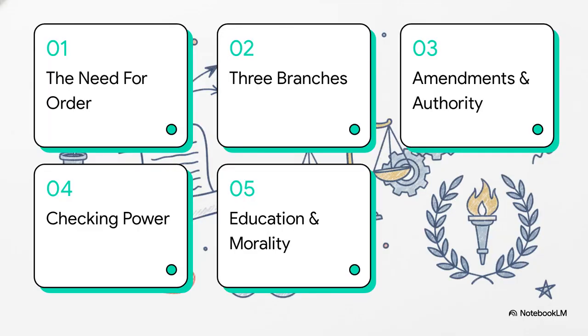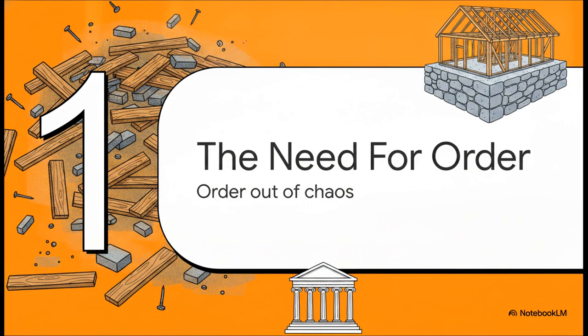Here's our game plan for today's explainer. First up, the need for order. Second, the three branches of government. Third, amendments and federal authority. Fourth, checking power and fairness. And finally, number 5, education rooted in morality. All right, starting off with section 1, the need for order.